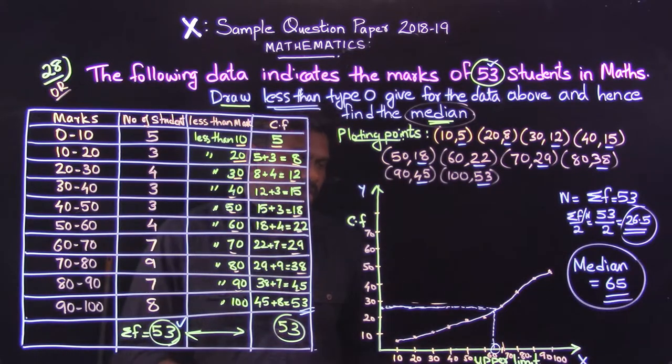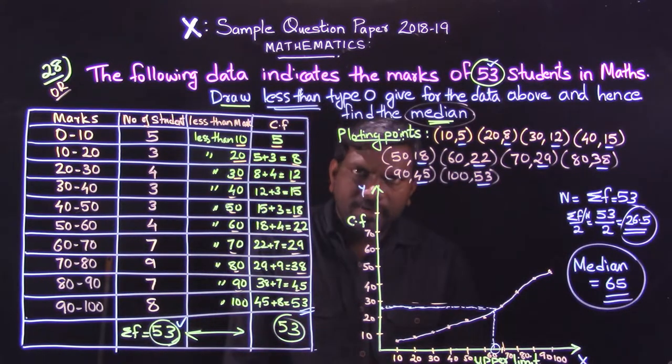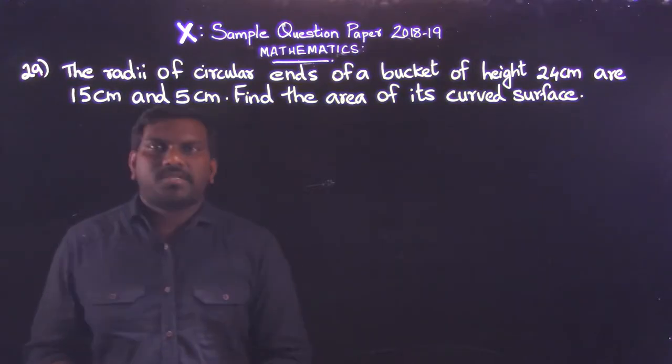So I hope you understand the concept. Do it by yourself. Check it on graph paper, you will surely get it. It's so easy, dear. Okay, this is what your 20th question is. Moving on to the 29th question.